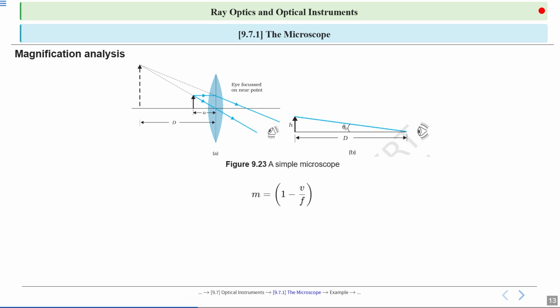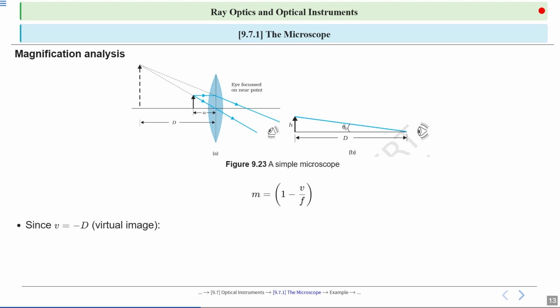Now let's look at the formula for magnification M equals 1 minus 1 by F, V by F. In this equation, M represents magnification, V is the image distance, and F is the focal length of the lens. The formula helps us calculate how much larger the image appears compared to the actual object.